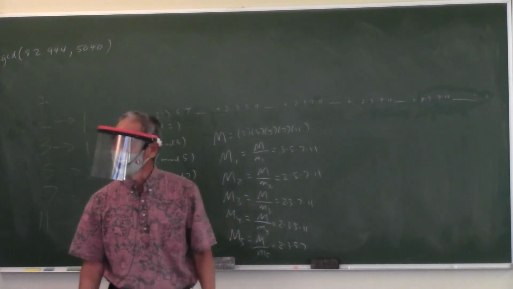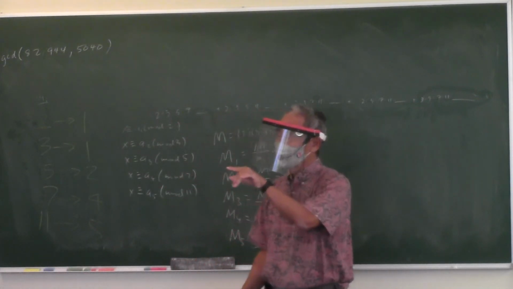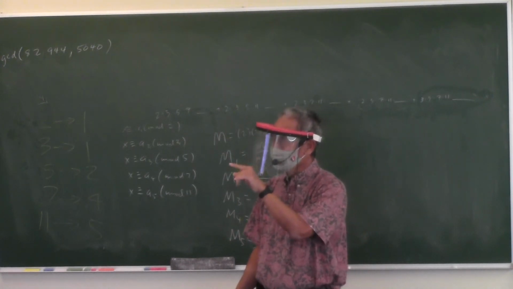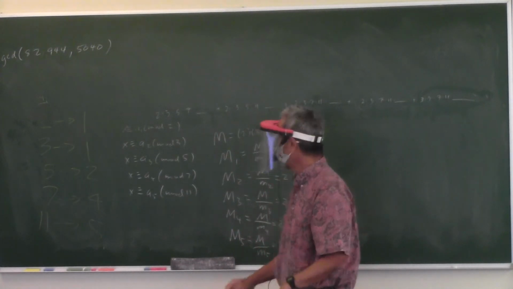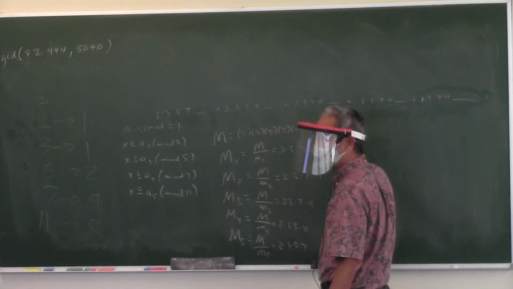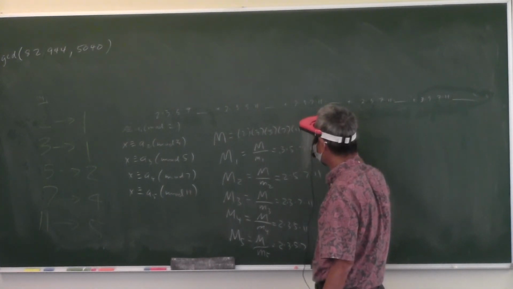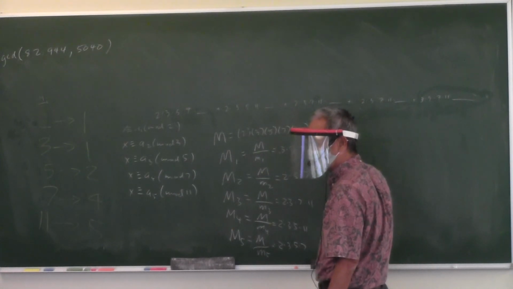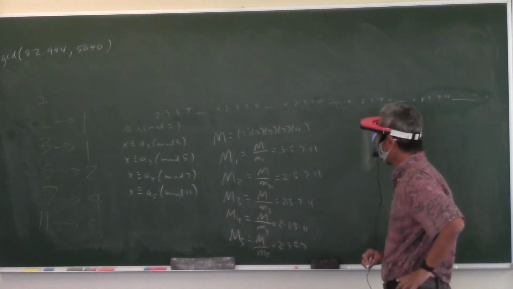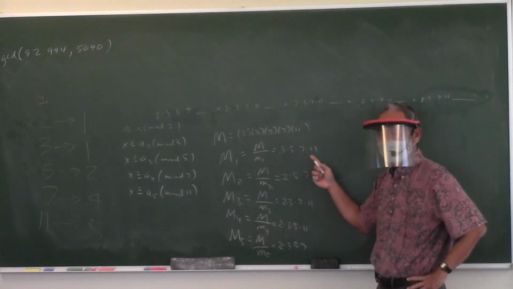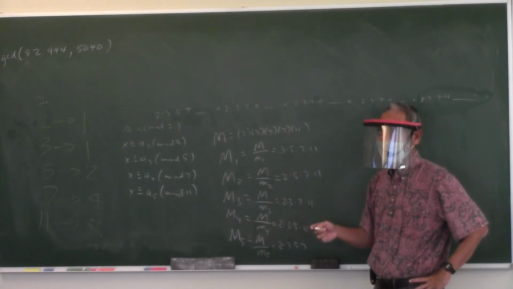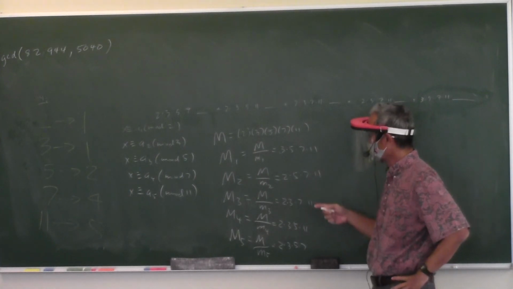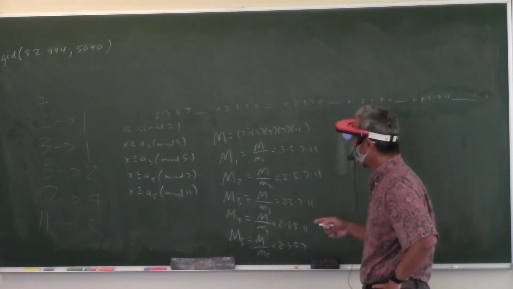Okay, move on to the next step. Now, for each i, find x sub i such that M_i times x_i is congruent to 1 modulo m_i. So should we leave it like this, or should we multiply out this number? Multiply out. Okay, so human calculator.